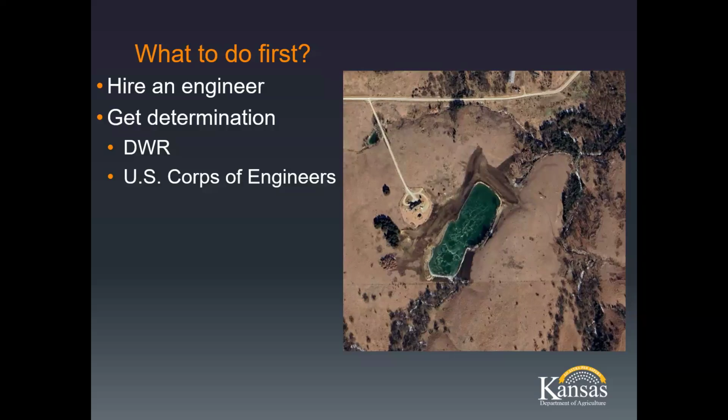What you see on the other side of your screen is a dam that did not get permitting and cost that particular landowner a lot of money to get it all mitigated through DWR and the U.S. Corps. If they had just called first, it probably would have saved them a lot of money.